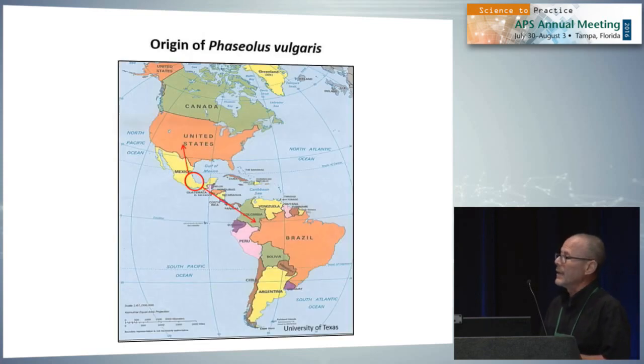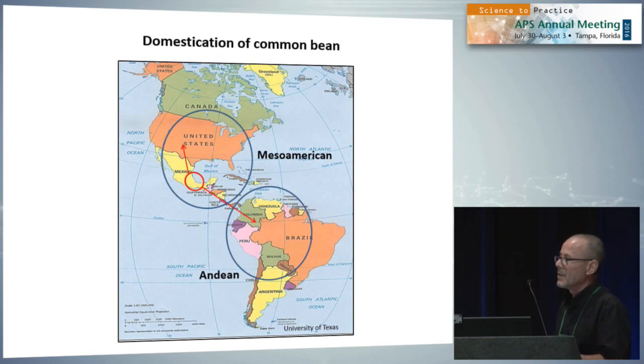So let's look at the center of origin of Phaseolus vulgaris. It's very well established that Phaseolus vulgaris originated in central Mexico toward the west, and then disseminated north and south. About 10,000 years ago, common bean was domesticated independently in two centers of domestication: one called Mesoamerica, and the other the Andean region.